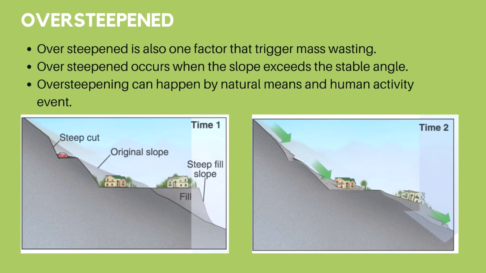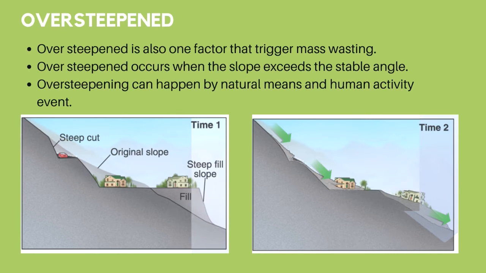Oversteepening is also one factor that triggers mass wasting. Oversteepening occurs when a slope exceeds a stable angle. Oversteepening can happen by natural means, such as undercutting by a stream or by wave action. It can also be human-caused, such as oversteepening the cut slope during forms of development.